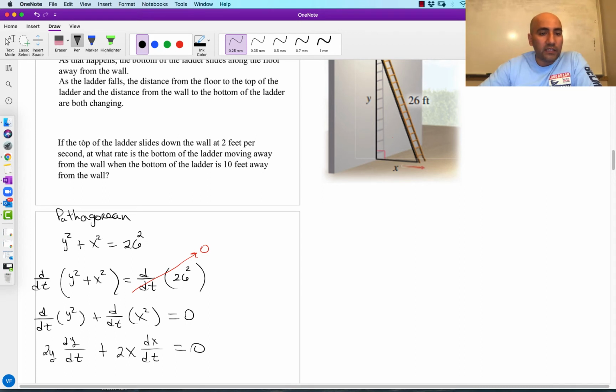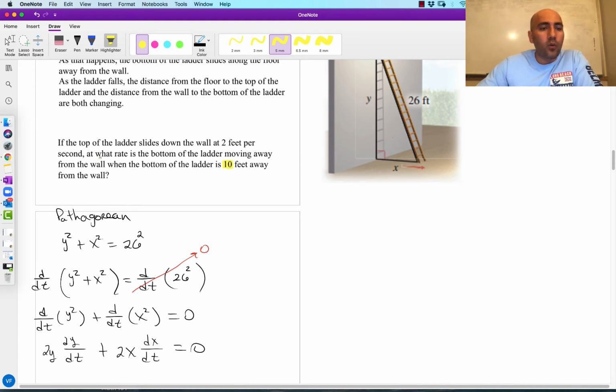So let's read this last part again and figure out what they're giving us and what they're asking for. So if the top of the ladder slides down the wall at 2 feet per second, that's a speed for the y variable. So this is the dy dt variable. At what rate is the bottom of the ladder moving away from the wall when the bottom of the ladder is 10 feet away from the wall? So when x equals 10, right? That's what this is saying. So this is when x equals 10.